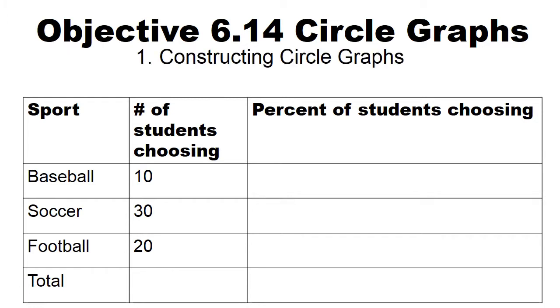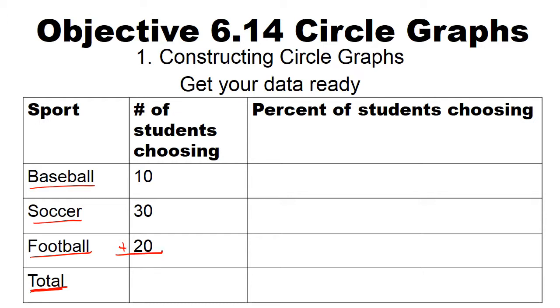So his first step here was that he got his data ready. He was almost finished with this, but we have to do some fill-ins here. He had baseball, soccer, and football as his sports. You can see the number of students that chose those sports, but we need to figure out the total number of students that were surveyed. So all we do is add these totals together. 10 plus 30 plus 20 equals 60 total students.